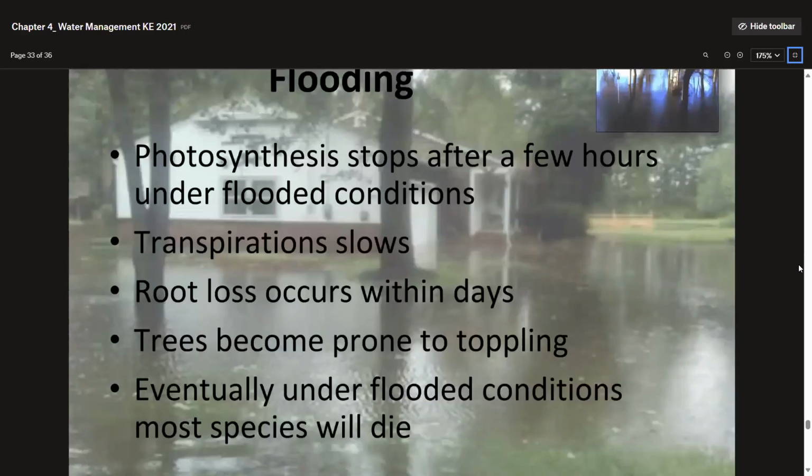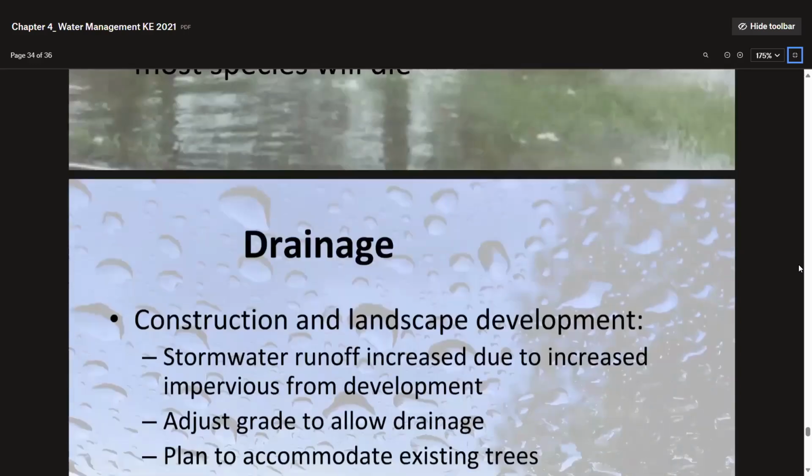When flooding happens, photosynthesis stops after a few hours under those flooded conditions. Transpiration slows way down, and root loss can occur within days. So trees become, at that point, prone to toppling over with wind events. And eventually, under flooded conditions, most species of trees will die. Okay? They're not already set up for that flood, like the bald cypresses with those knees. Even they can drown, right, and die if it's constantly flooded.